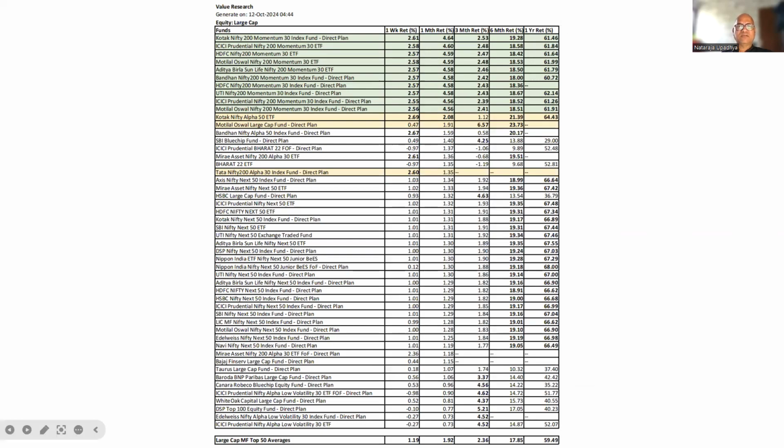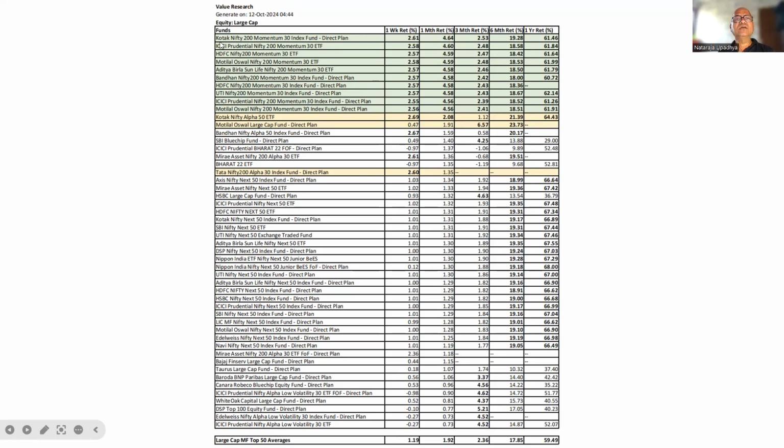See, large cap funds have not done well overall, but there are some top performers among them. So this is a divergence. When you have 100 plus funds, some have done well. So this is worth discussing. Large cap funds, the top 50 have done well, 1.19% for the week, 59.49% for the year. Not bad.